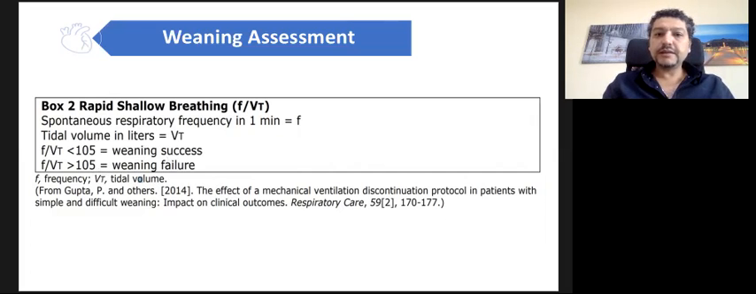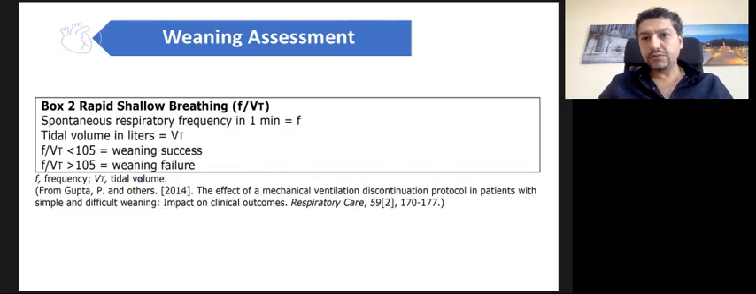Let's suppose that respiratory rate is 40 breaths per minute, and the tidal volume achieved by the patient is 200 ml, which is low. So we will use the liters, not the milliliters. So we will say 0.2 liters. This is the tidal volume of the patient. So if you do the math and you divide the frequency over the tidal volume, the rapid shallow breathing index will be 200, which is very high, and that portends failure of the weaning. So it's a simple math.